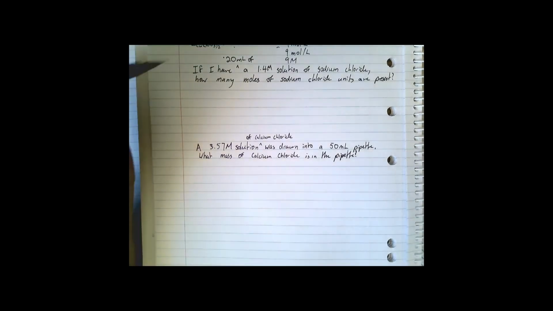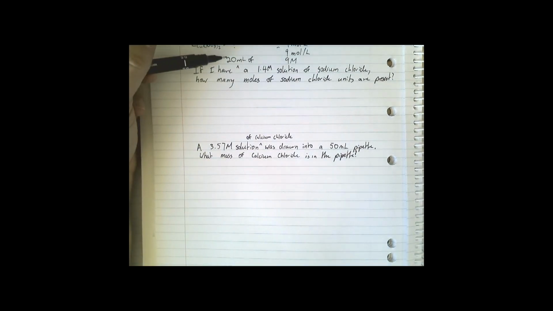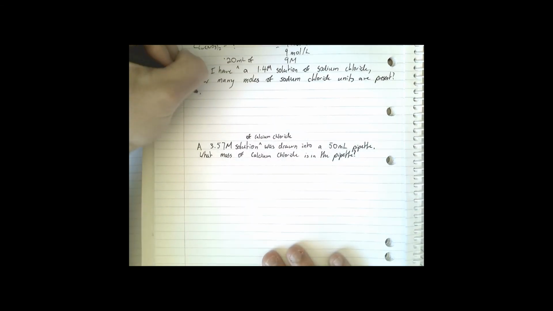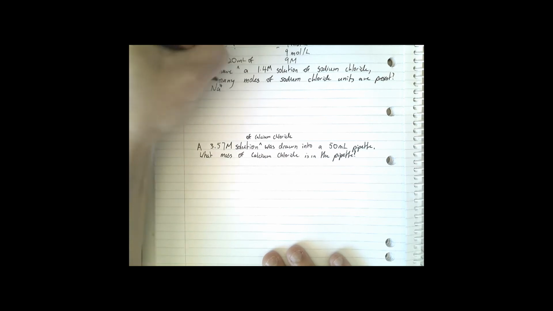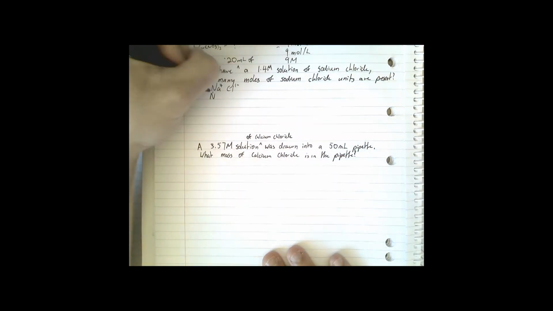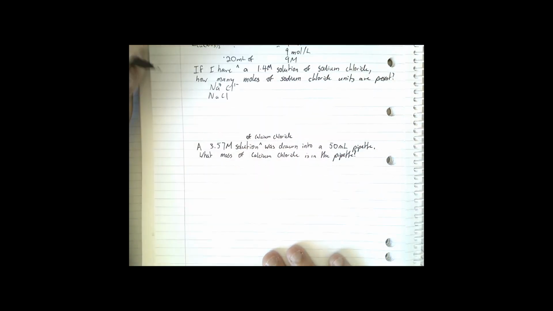So the next question says, if I have 20 mils of 1.4 molar solution of sodium chloride, how many moles of sodium chloride units are present? For this one, what we should do first is look at the formula of sodium chloride, again, just for a little bit of practice. Sodium is +1 and chlorine is -1, so their charges balance out. So the formula of sodium chloride is just NaCl.